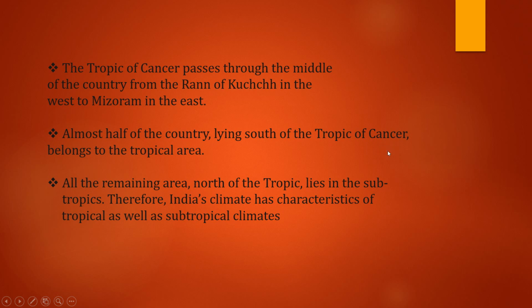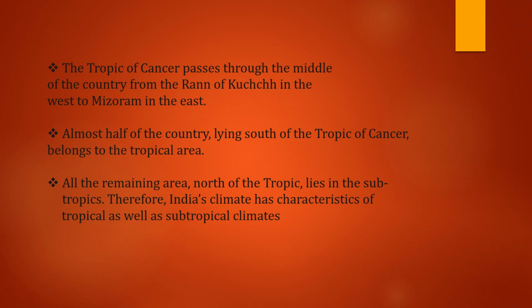You can see the Tropic of Cancer passes through the middle of the country, from the Rann of Kutch in the west to Mizoram in the east. If you see the map of India, you will understand that. The Tropic of Cancer passes through the middle of the country from the Rann of Kutch, that is Gujarat, in the west to Mizoram in the east, exactly from the middle. Almost half of the country lies south of the Tropic of Cancer, and it belongs to the tropical area. The remaining area north of the tropic lies in the subtropics. Therefore, India's climate has characteristics of tropical as well as subtropical climates.